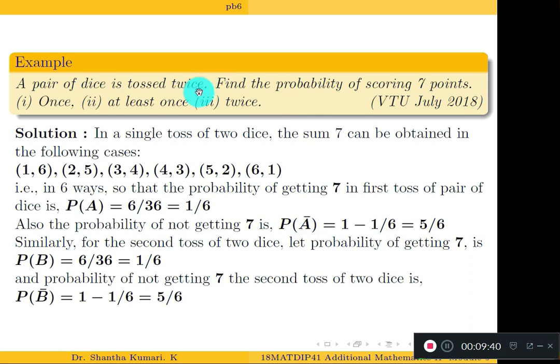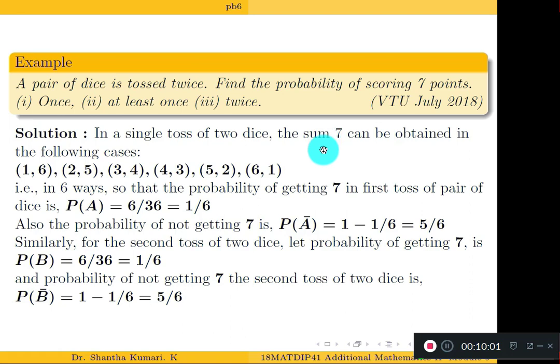Already we have worked out a similar problem. There are 36 possibilities in your sample space. I have not given the sample space here in this problem. It is understood which outcomes are there: 1,1; 1,2; 1,3, etc. up to 1,6. Similarly 2,1 to 2,6; 3,1 to 3,6; 4,1 to 4,6. Like this, you have totally 36 possibilities.